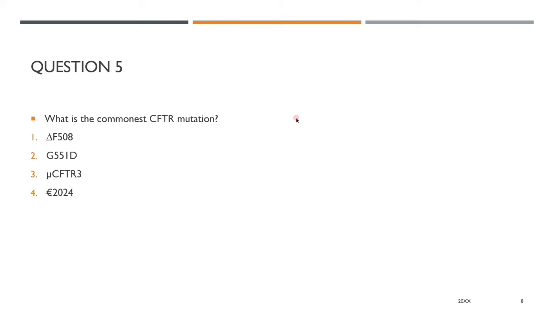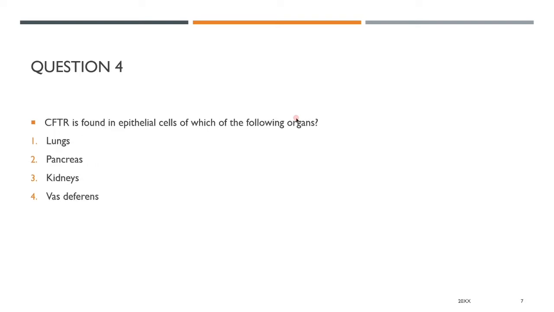In this particular mutation, the protein fails to migrate to the cell membrane. The next one is another recognized mutation in which the CFTR protein does migrate to the cell membrane, but it doesn't open well for the chloride to be transported. These other two, you can see by this Euro 2024, are completely made up as well, so these are not mutations. Which organs do these mutations primarily affect?